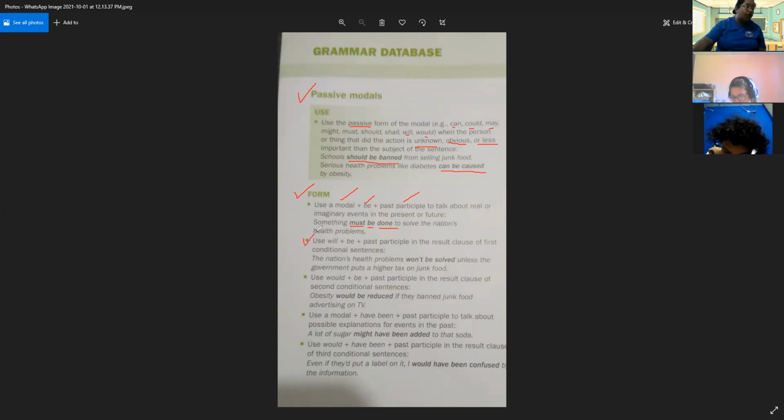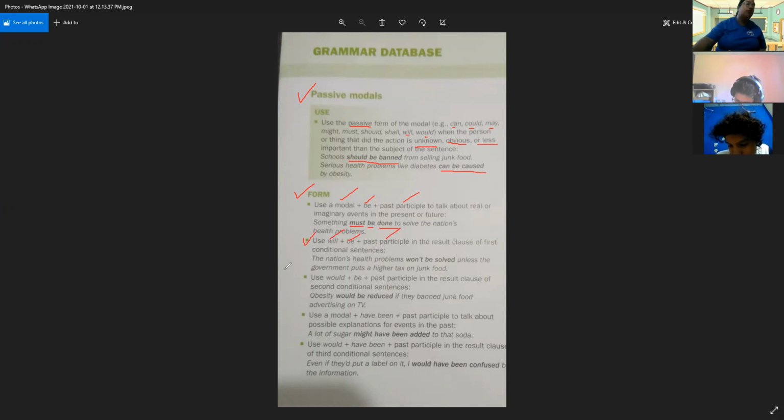Now, the next form, use will plus be plus past participle in the result clause of your conditional sentence. Example, the nation's health problems won't be solved unless the government puts a higher tax on junk food, ¿ok? En este caso nos indica que vamos a utilizar will más be más el past participle como resultado de una cláusula de las oraciones del primer condicional. Este es un tema que también ya vimos anteriormente, the first, second, and third conditional, ¿ok? Ya vimos el tema de los condicionales, ¿ok?